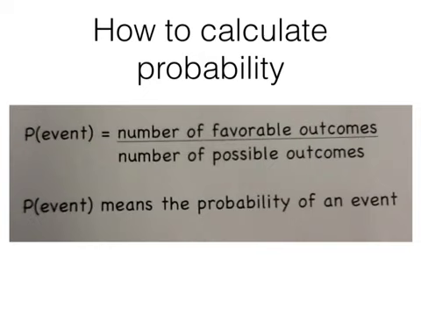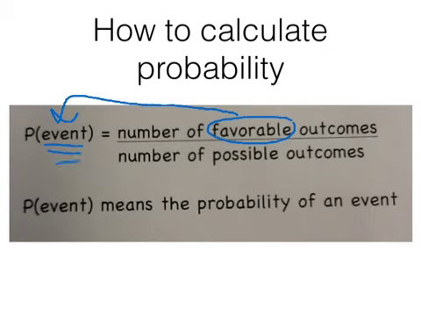How to calculate probability. This should be a review from 6th grade. To find the probability of an event, you need to take the number of favorable outcomes and divide that by the number of possible outcomes. Favorable outcomes are basically whatever is in the parentheses.